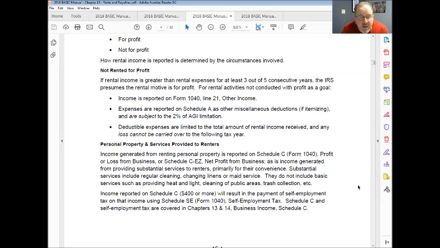So if somebody's rental activities are not for profit, they're just collecting a couple hundred dollars here and there and trying to pass it off as rental income and write off the expenses on a Schedule E, we have to make sure they understand that they can still do that, but it's not going to be treated that way. It'll be income on line 21, expenses subject to the 2%, not on the federal, but quite possibly on the state like New York.